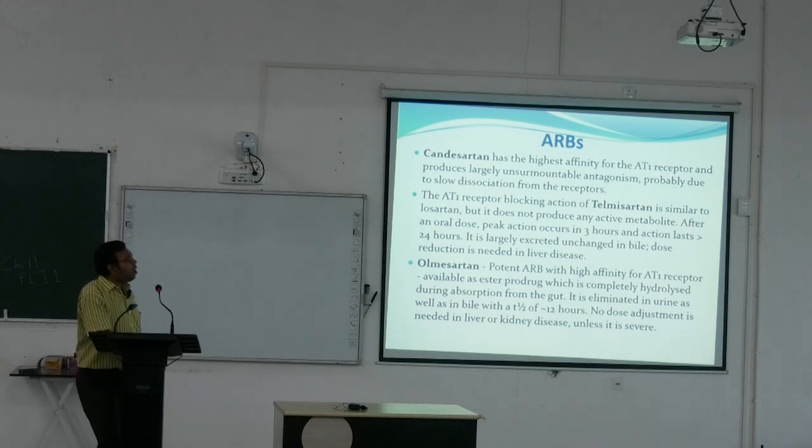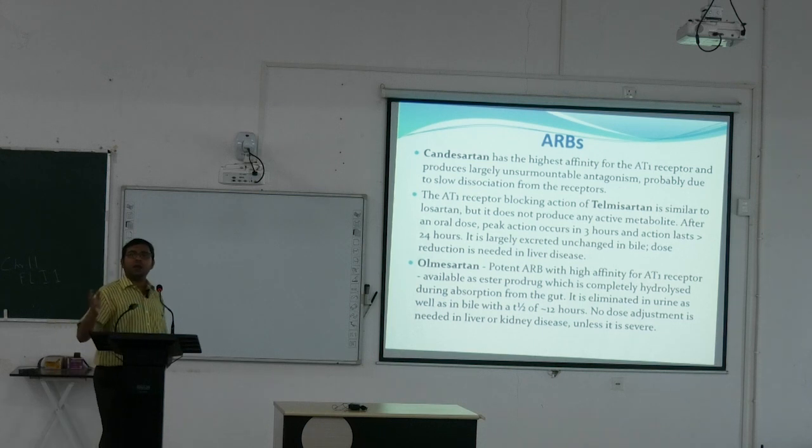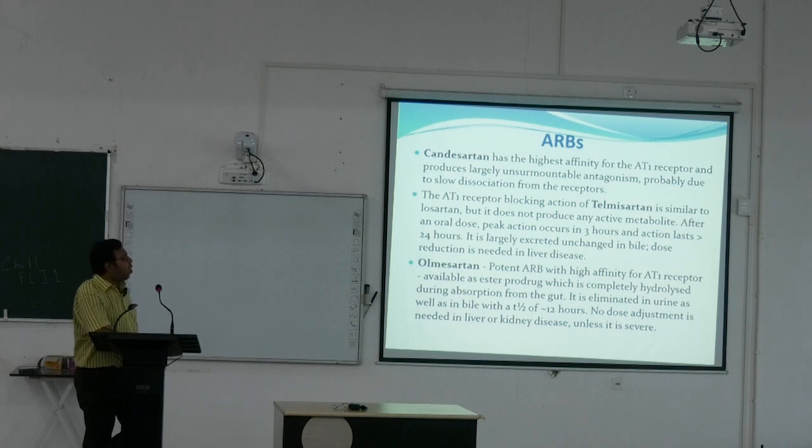Candesartan has the highest affinity for the angiotensin 1 receptor and produces largely surmountable antagonism. Details are not required. Telmisartan is most commonly used; you can see in your family if there is hypertension, the patient is already taking telmisartan or olmesartan. It does not produce an active metabolite, and is largely excreted unchanged in bile, so no dose reduction is needed in liver disease. This is the main difference between telmisartan and olmesartan, otherwise it is more or less similar.